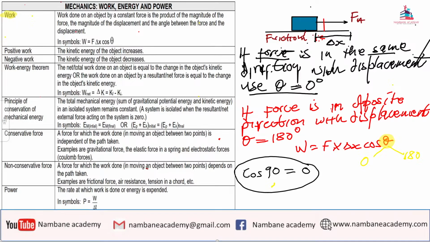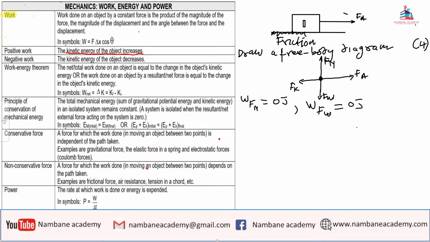Everything that is acting perpendicular to the displacement, or to the surface of the object, will definitely give us no work. Hence, the work done is 0 joules for Fn and 0 joules for Fw. But I still have these two important forces, Fa as well as Fk.